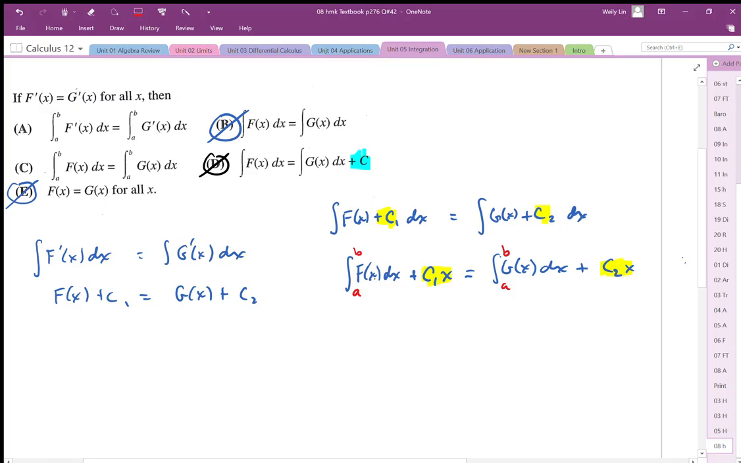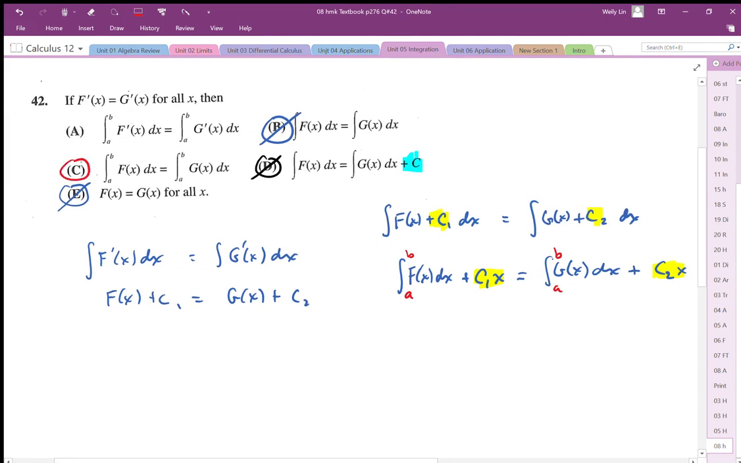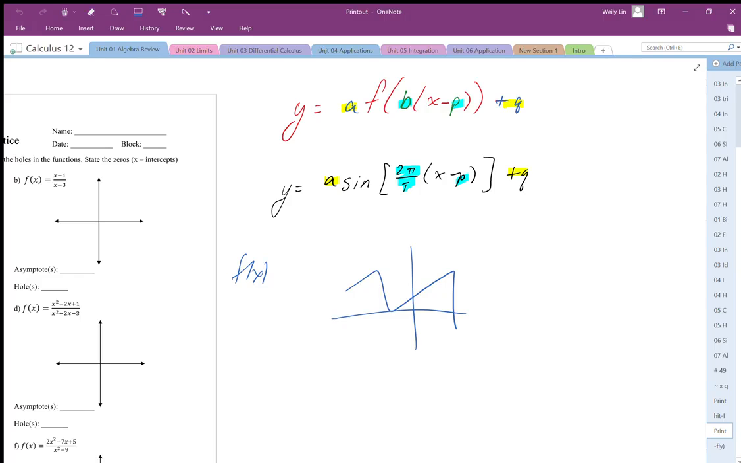The first antiderivative, though, will have these c1s and c2s, which means that when we do the definite integral, that is not going to cancel out with these here. The area under c1x from a to b does not cancel out with the area under c2x from a to b because those constants aren't necessarily the same. So then C becomes a non-option. So the answer is A. And let's make sure we understand why the answer is A.